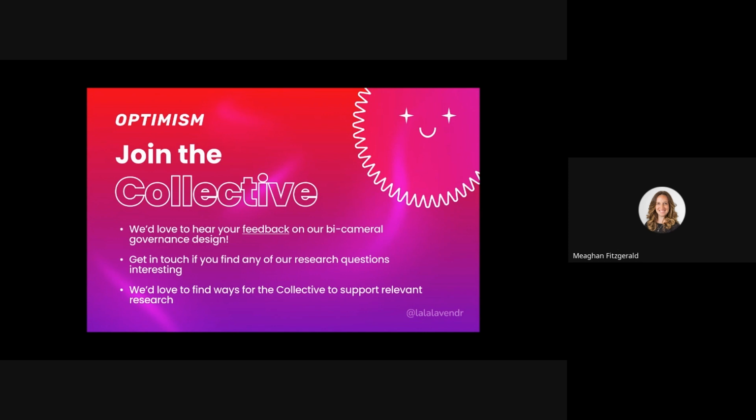What was the motivation behind defining rounds for specific areas where you'd like to see contributions? Why not just have open contributions for any part of OP's stack? What was the motivation behind that? Yeah, there are a few.